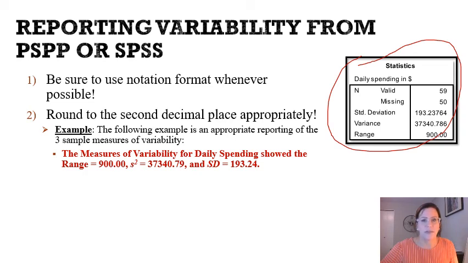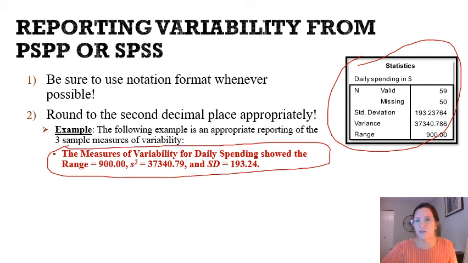Here I have an example sentence: The measures of variability for daily spending. And how do I know this is daily spending? It shows right here. This is our variable, our dependent variable. The measures of variability for daily spending showed the range equals 900. Because 900 doesn't have any decimals, I would accept a whole number, 900 or 900.00. Range does not have a notation, so I use the whole word equals and then the number.